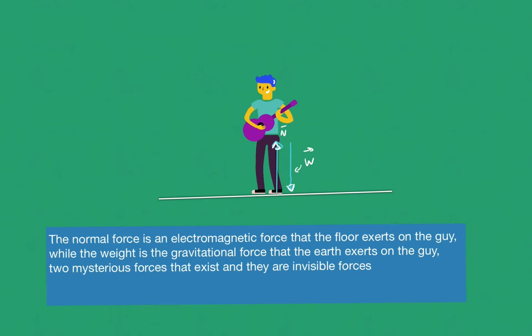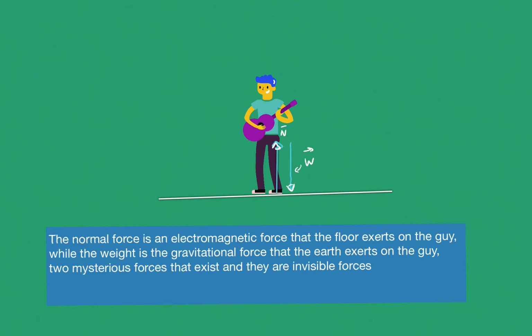So what is the origin of a normal force? A normal force is an electromagnetic force, produced by the atoms of the floor in interaction with the atoms of your shoes, maybe. So this normal force is an electromagnetic force that the floor exerts on the person, while the weight is a different kind of force. It is also a force, but its origin is gravitational, and it is the force that the earth exerts on the person.